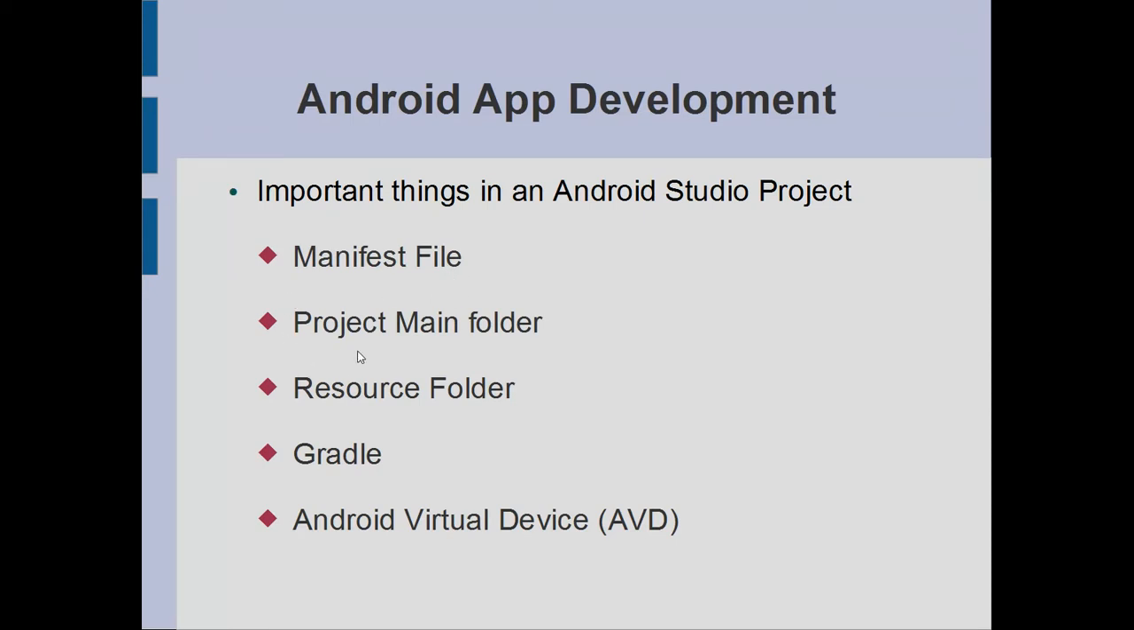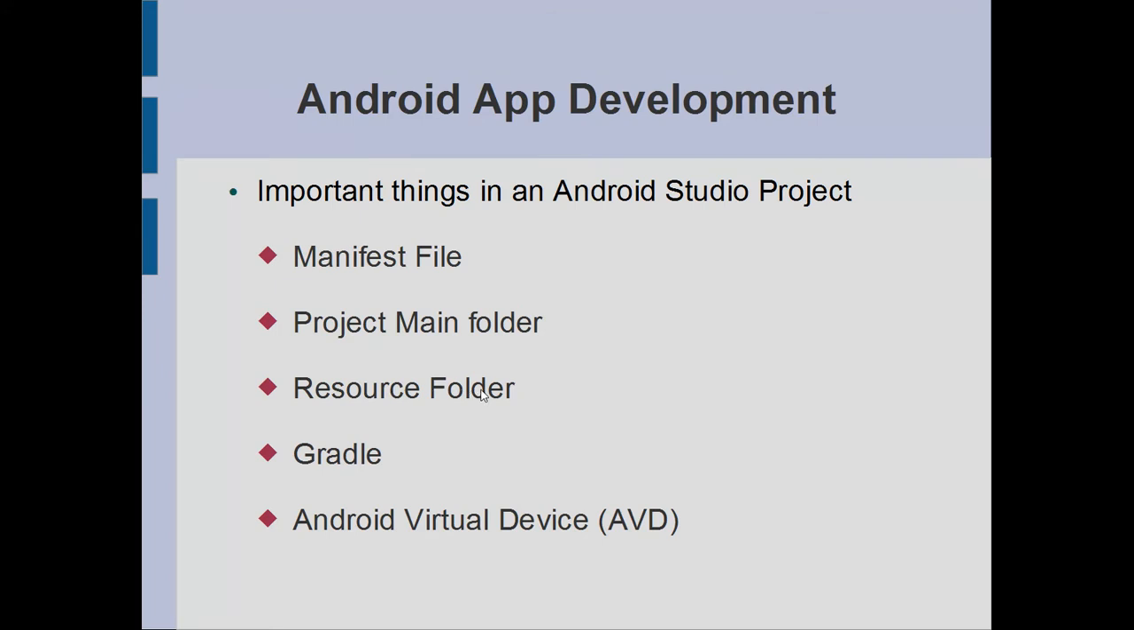Then we have a project main folder where we have our Java classes or activities or fragments defined, and the main logic behind our screens is implemented under this project main folder under the Java files. And then we have resource folder. Resource folder has, for example, the layout of our screens which our Java files are going to load, for example, for activities or fragments. And we'll define activities and fragments later. For now, you just need to understand a little bit what these things are actually doing.